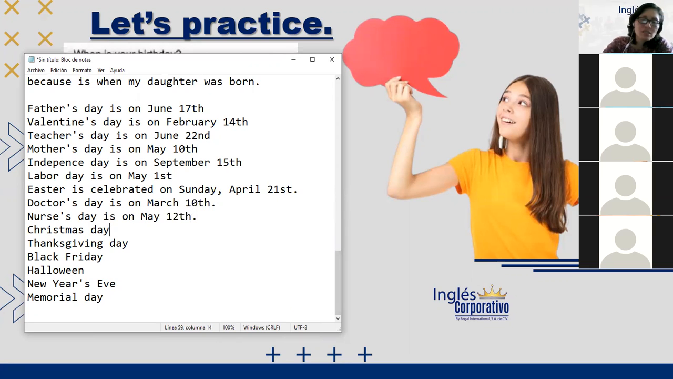Christmas Day is on December, and the day, 24th or 25th. 25th. December 25th. Por eso es que se llama Christmas Eve, ¿verdad? La víspera de Navidad, porque we wait until like midnight, ¿verdad? To celebrate Christmas.